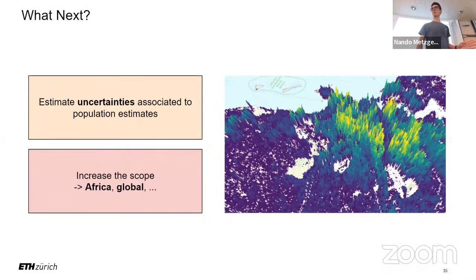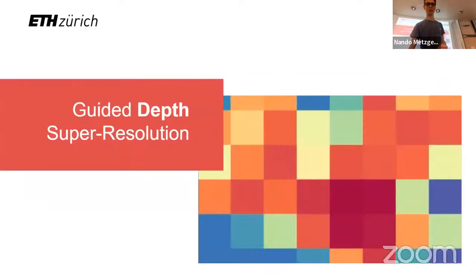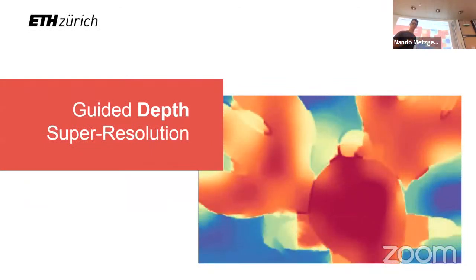It would be now a good time to ask a question before I switch gears to computer vision. Or you can also ask at the very end, that's fine. Okay, then I will go to guided depth super resolution.